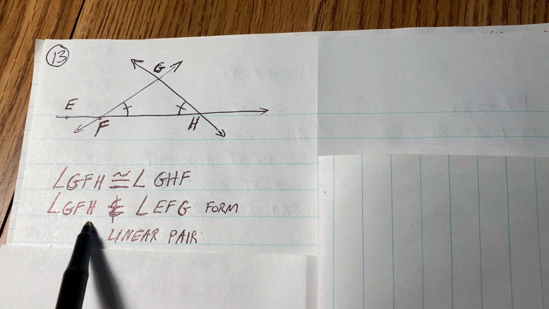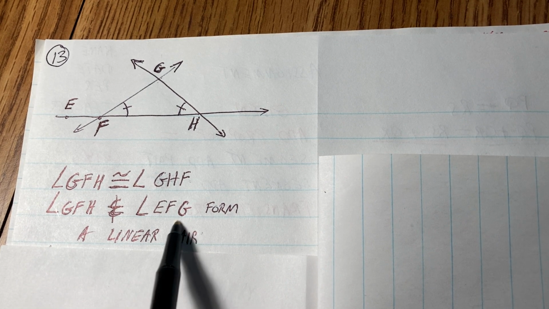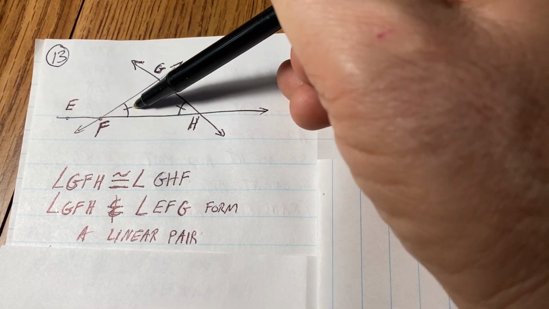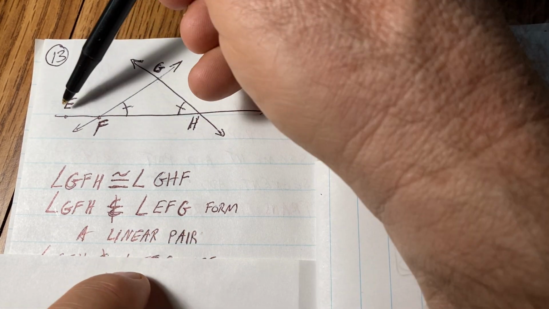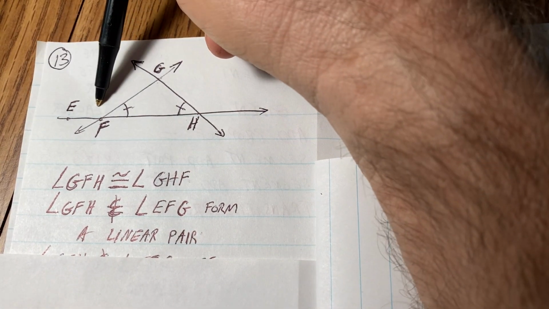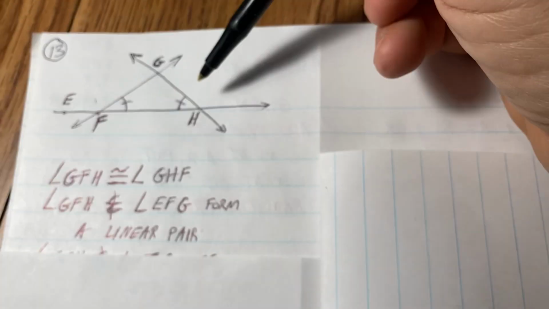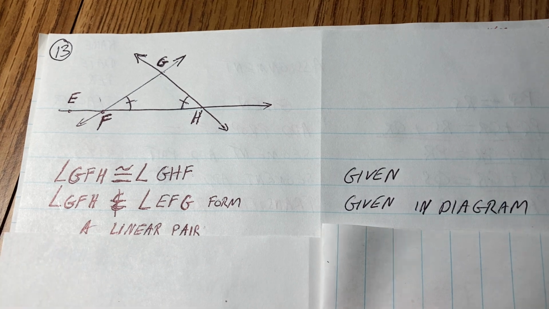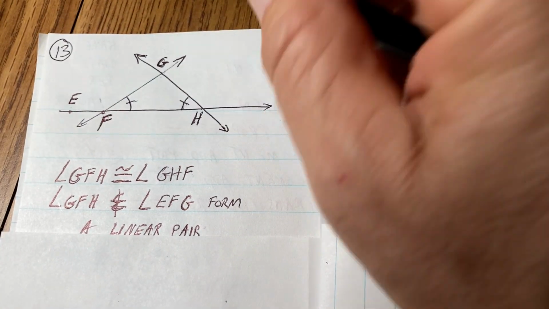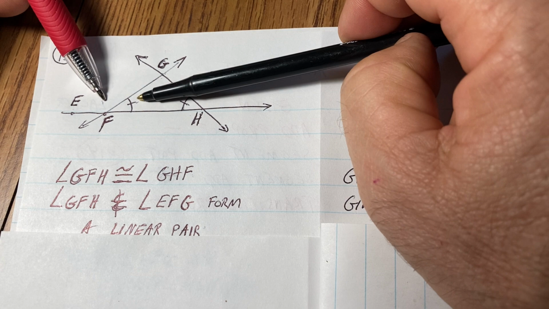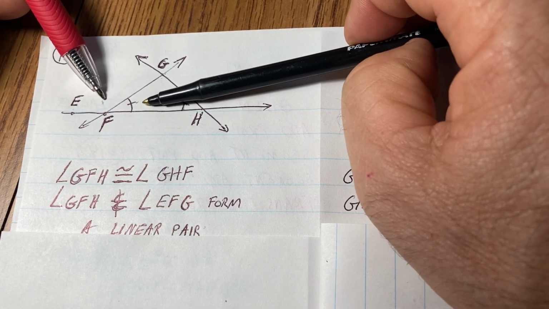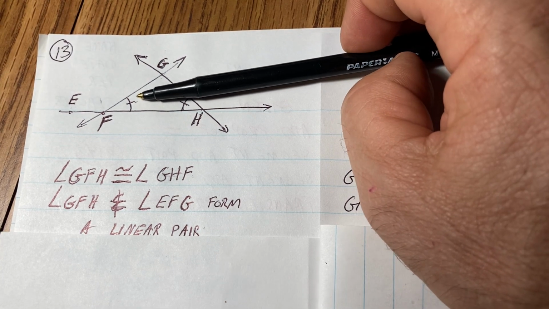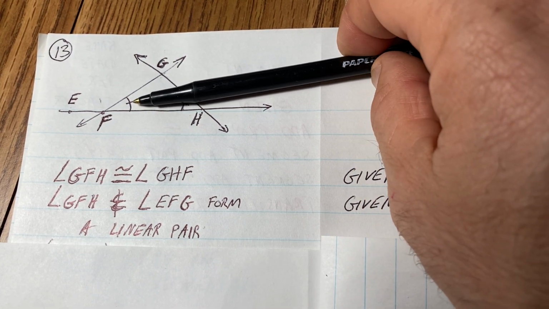angle GFH and angle EFG. So GFH, that angle right there, and angle EFG from E to F to G. So this angle plus that angle form a linear pair. And that's given in the diagram. That's a straight line. So yes, we can make a conclusion that these are a linear pair. This angle plus this angle equals 180 degrees, or they form a linear pair.